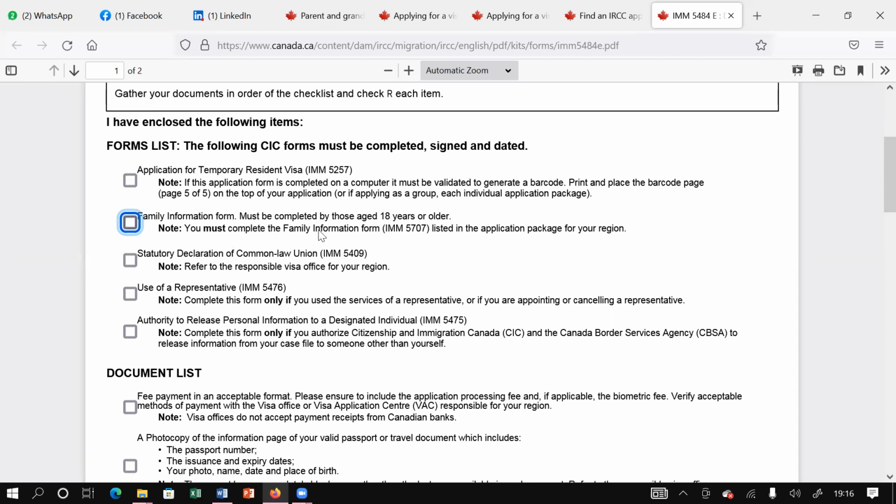Family information form. You must complete the family information form listed in the application packet. Statutory declaration. Refer to the responsible visa office for your region. Use of representative. Complete this form only if you use the services of a representative, or if you are appointing or cancelling a representative. Authority to release personal information. Complete this form only if you authorize CIC and the Canada Border Services Agency to release information from your case file to someone other than yourself. It will also not be needed.